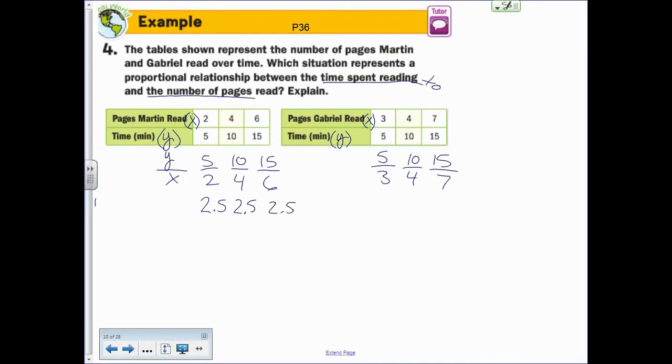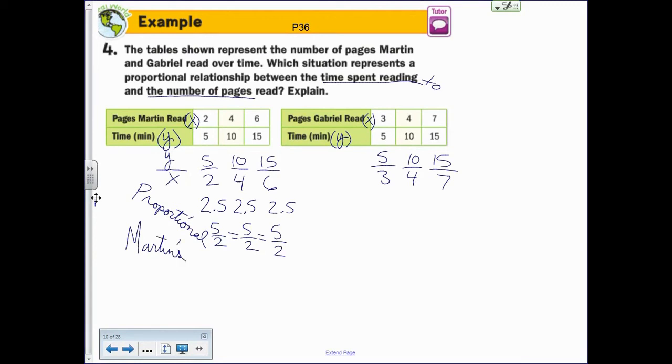You could also reduce those improper ratios to be 5 over 2. That one's already reduced, but 10 over 4, if I divide top and bottom by 2, I get 5 over 2. With 15 over 6, if I divide top and bottom by 3, I get 5 over 2. So you can see they are all equal, making this a proportional situation. And it actually asked which one was proportional, so the answer is Martin's.